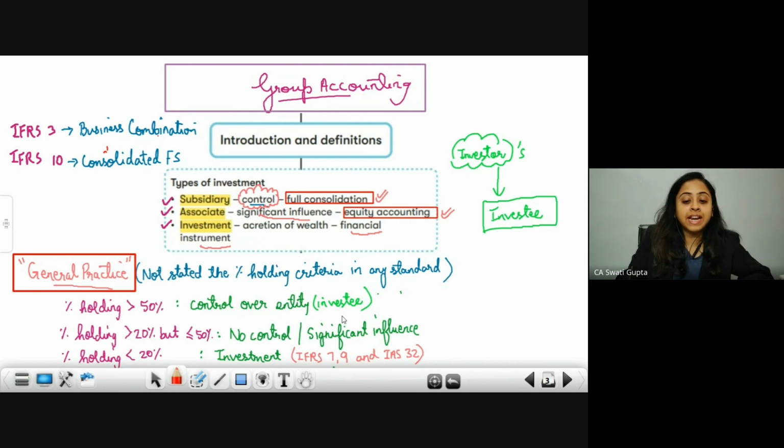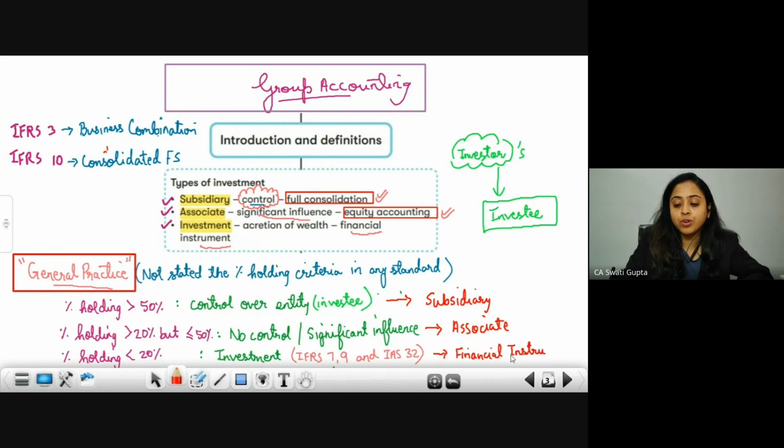If control over the entity exists, then we'll classify it as a subsidiary. If no control exists, but only significant influence exists, we'll classify it as an associate. And if holding is less than 20%, with neither control nor significant influence, we'll consider it as a financial instrument, or you can say financial asset.